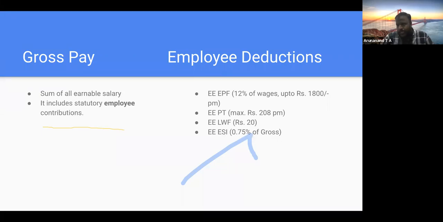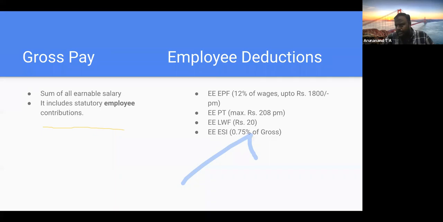And one catch is there: an employee can be an ESI member only if their salary is less than 21,000 per month. If your salary is above 21,000 per month, you cannot be an ESI member. So that's how it is.